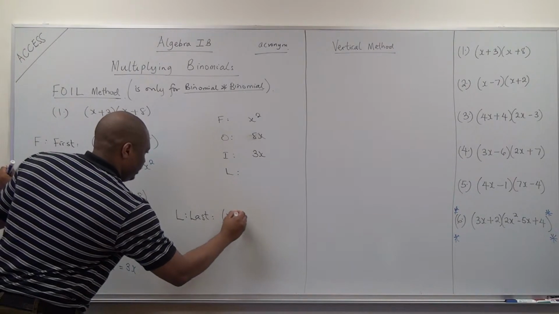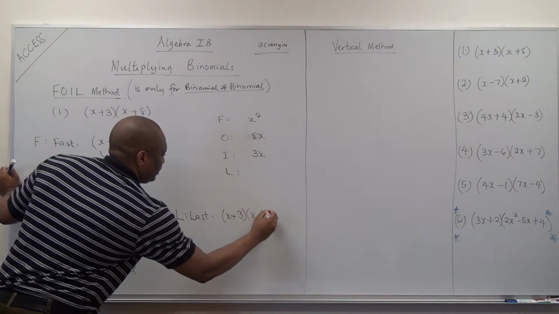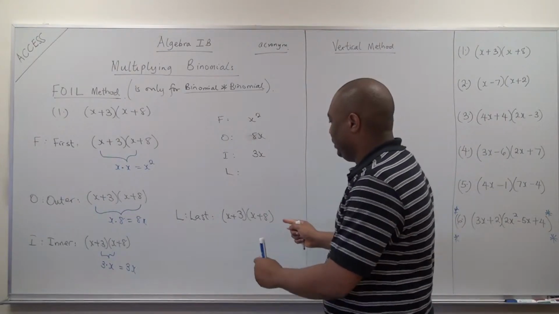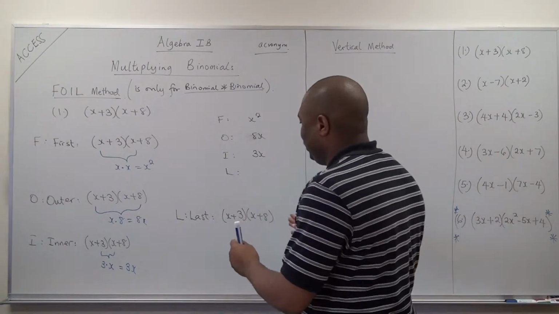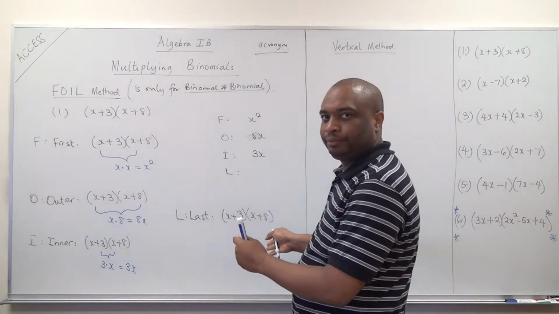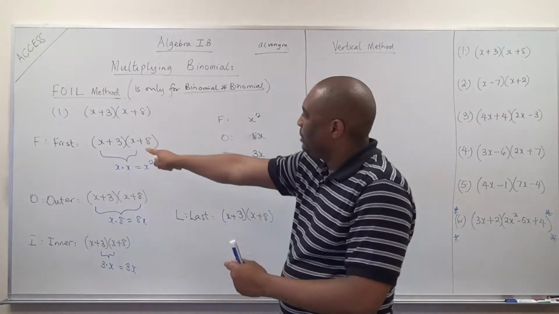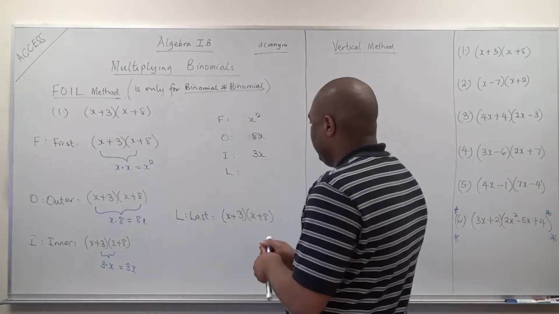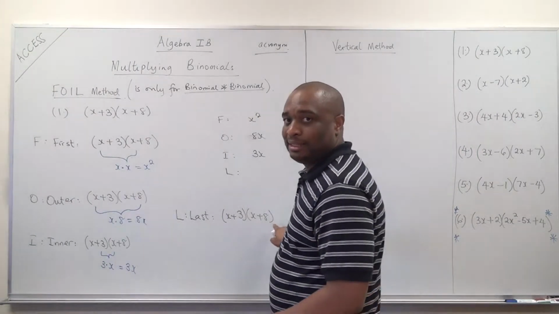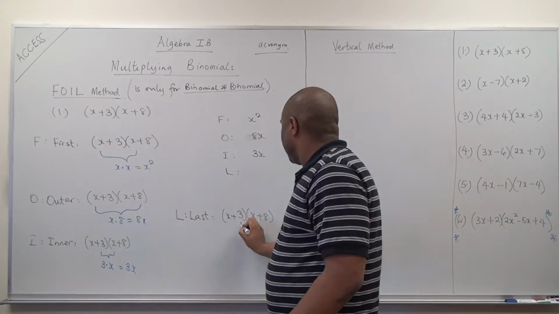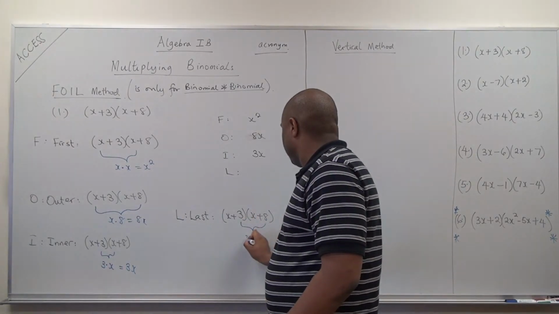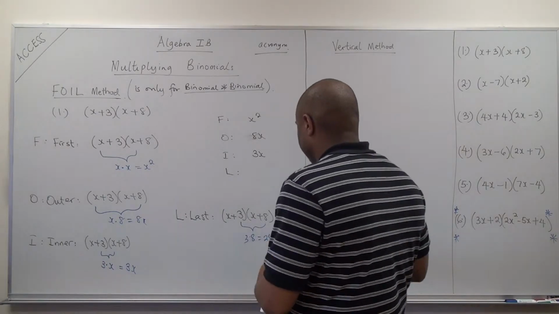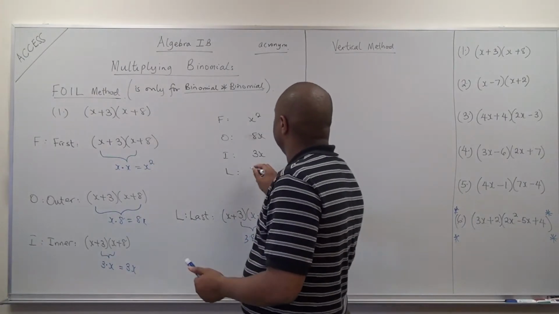X plus 3 times x plus 8. So we see we are concerned with the last people now. Remember, here were the first guys, but here we're concerned only with the last folks, which is the second in this one and the second person here. 3 times 8, which gives 24.